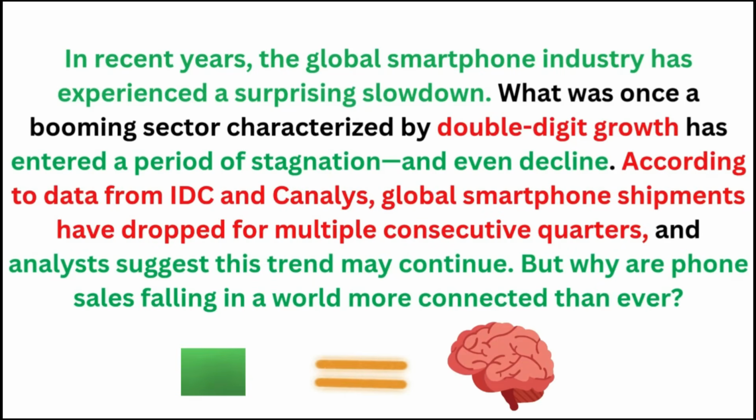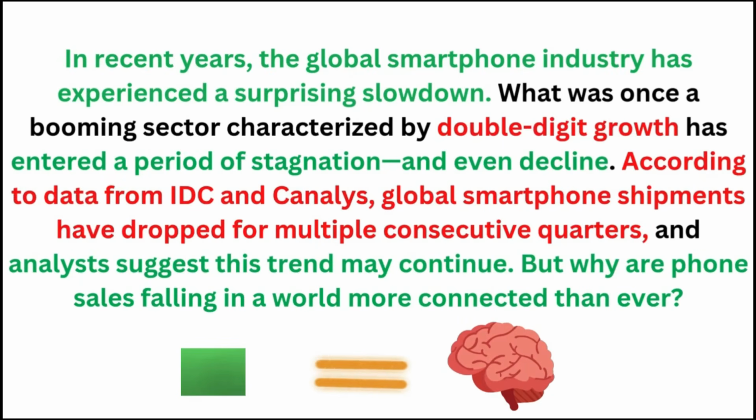Continuing, it says, has entered a period of stagnation and even decline. So I understand so far that from the start, the topic was about the sales have decreased. This is kind of repeating that. I don't need to write this down. It's in my head. The next part is very specific though. It talks about companies. It talks about shipments being dropped for consecutive quarters. These are specific things. I might forget this. I'm going to write this down.